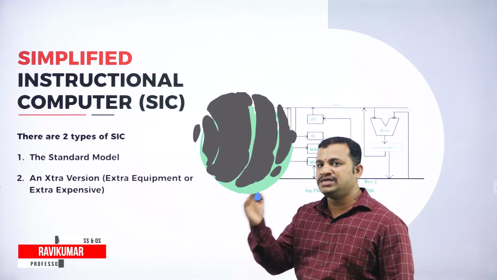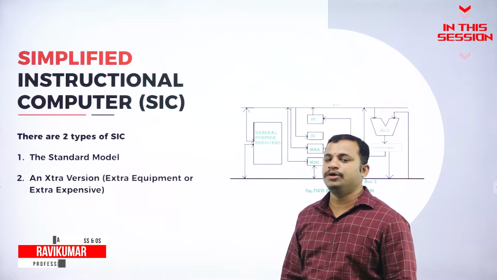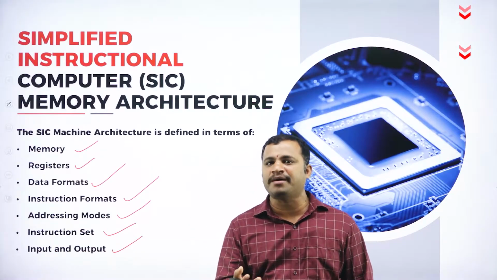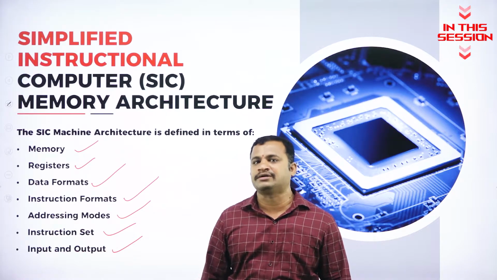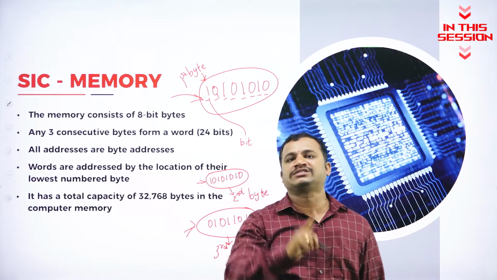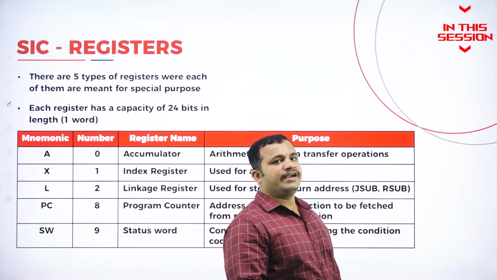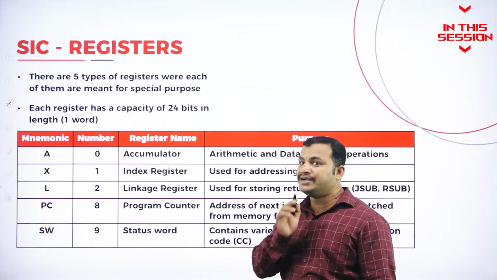The SIC stands for Simplified Instructional Computer. What is the size of memory that is supported in Simplified Instructional Computer? We can access only 1 byte at a time. That is called as byte addressable format. Which are the different types of register that are supported in SIC standard model?